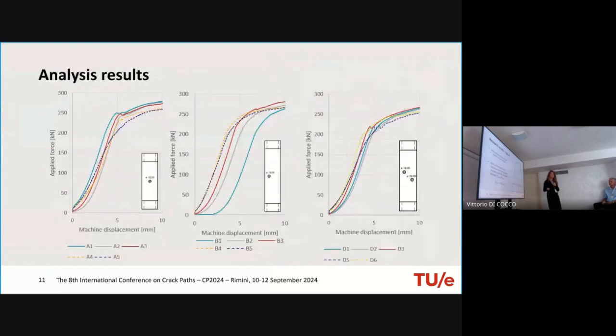So these graphs show the first part of the force displacement graphs for all three different types. You can see that there is an earlier nonlinear range in the displacement behavior because of some plasticity due to the presence of the cracks.